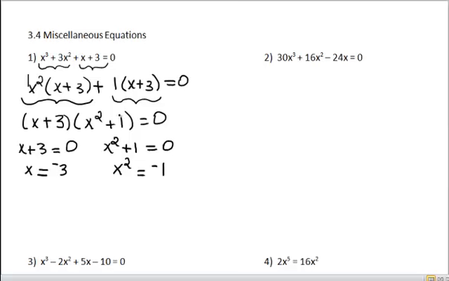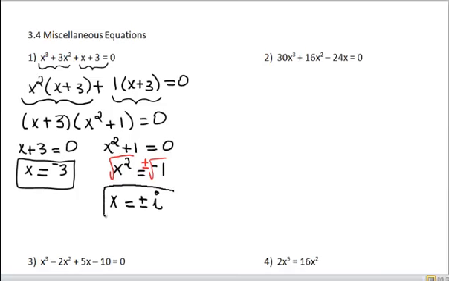Now to solve this, you need to take the square root of both sides. So we square root, and don't forget you need plus or minus. So we get x is equal to plus or minus the square root of negative 1, which is actually i. So don't forget about that one as well. So we have x equals negative 3 and x equals positive and negative i.